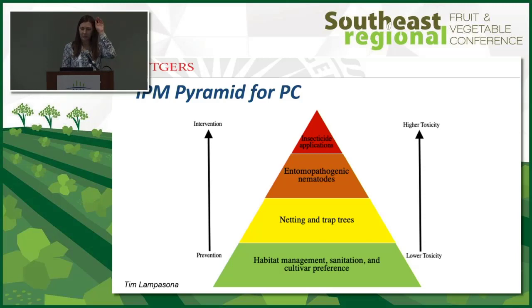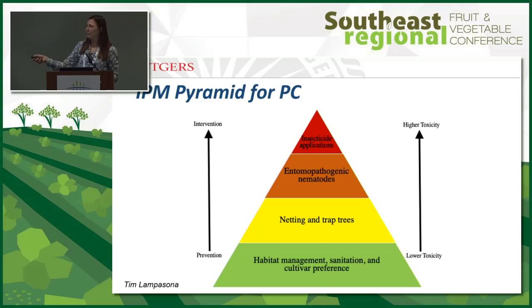So I mentioned earlier IPM for Plum curculio is a little bit far behind. When we think about IPM as a pyramid, which is how it's often referred to, we have our least invasive tactics at the bottom, and then insecticides are always at the top. Well, for Plum curculio, we don't have a lot of options. There's a little bit of research on habitat management in terms of different ground covers you can use, but that has not been widely adopted.